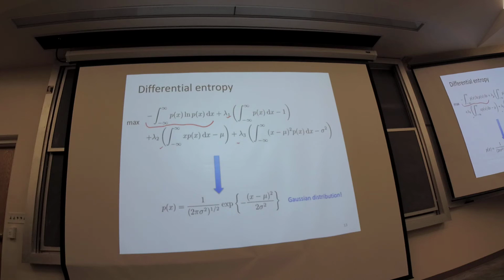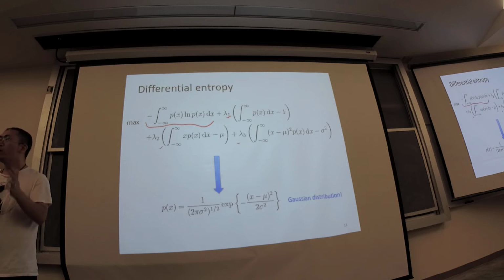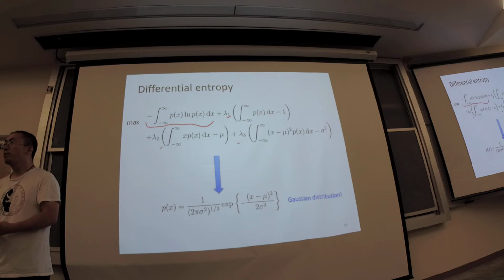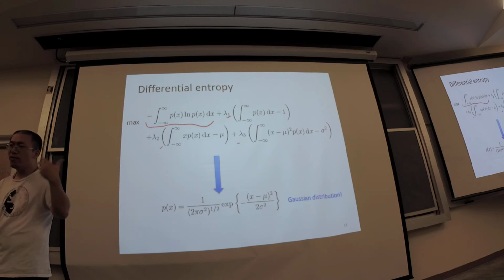But we still want to compare, among a set of continuous random variables, which one is more informative and which one is not. That's why we came up with the differential entropy. But differential entropy is actually not that meaningful to measure the information because it can take negative values.